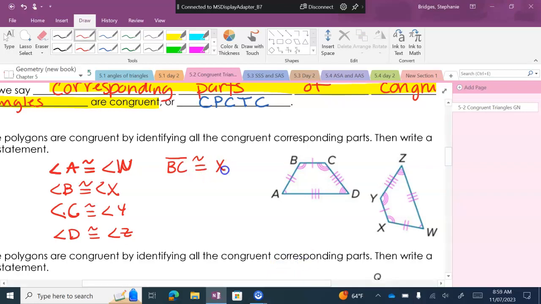And that is going to be congruent to, which one has one marking in the other picture? XY, or YX. It doesn't matter the order of the letters as long as you have those same two letters and put the segment bar above it. Everybody okay with that?